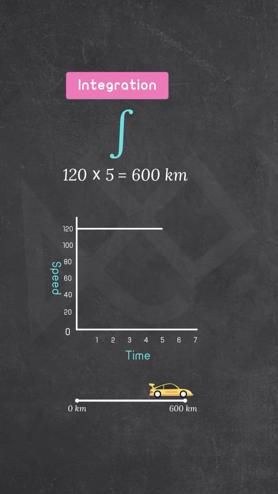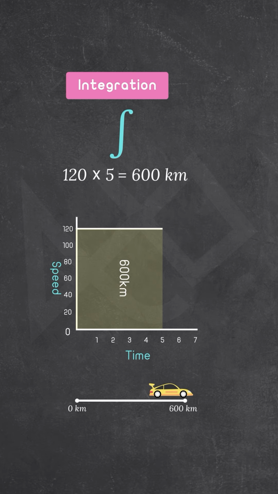This brings us to the second mathematical definition of integration. It is the area under the curve. What is this area under the curve? It's simply a rectangle here. So we can multiply 120 by 5, which gives us 600. So we can simply calculate the area of the rectangle, which is 120 by 5, which gives 600 again.